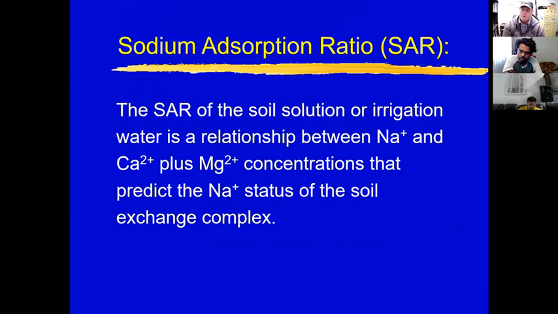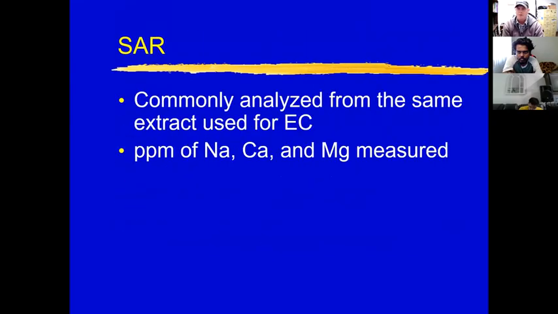And basically, it's the ratio of sodium, which is bad, to good stuff like calcium and magnesium. So SAR is commonly analyzed from the same extract that we use for electrical conductivity. So when we take that mud sickle, suck the juice out of it, we'll measure SAR on that.